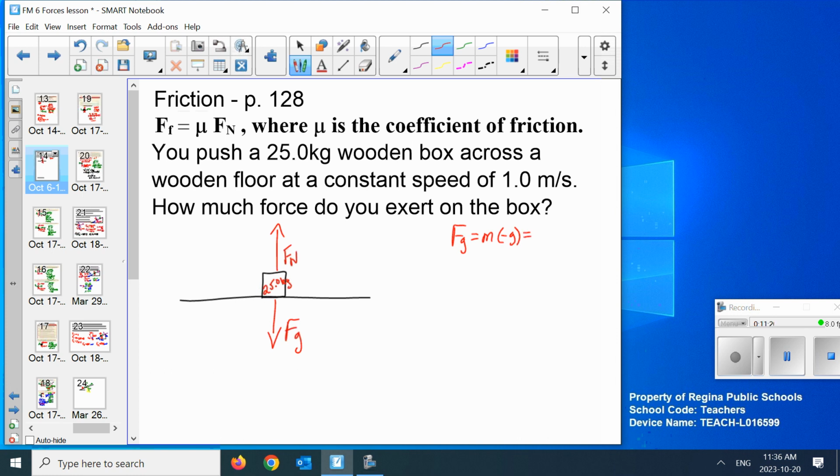25 kilograms times negative 9.8 meters per second squared. 25 times negative 9.8 is negative 245. I'm going to label that here, and I'm going to label this as positive. It's not falling or anything like that.